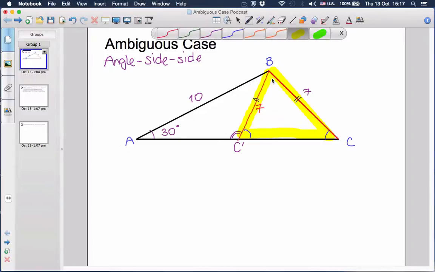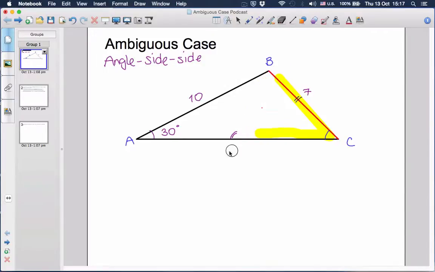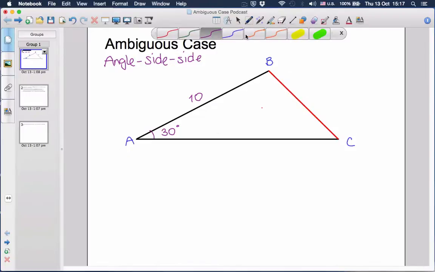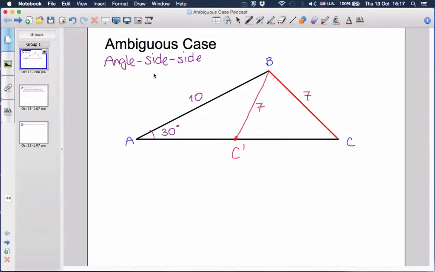One of them is going to be on the outside, as you see here, ABC. The second one is over here, ABC prime. So that happens when you're given information in this way: angle, side, side. So this third side can go out here, making C an acute angle, or you could have an obtuse angle for C. But not always.